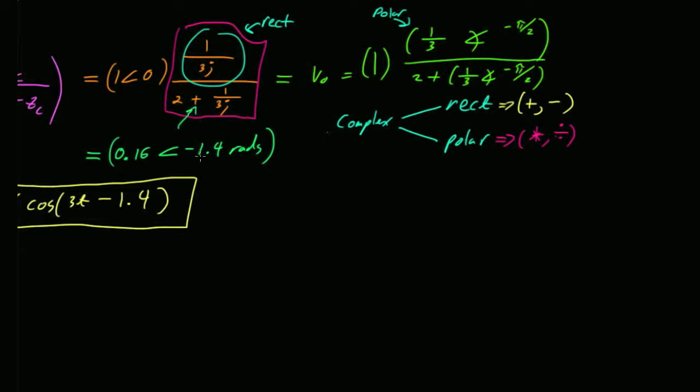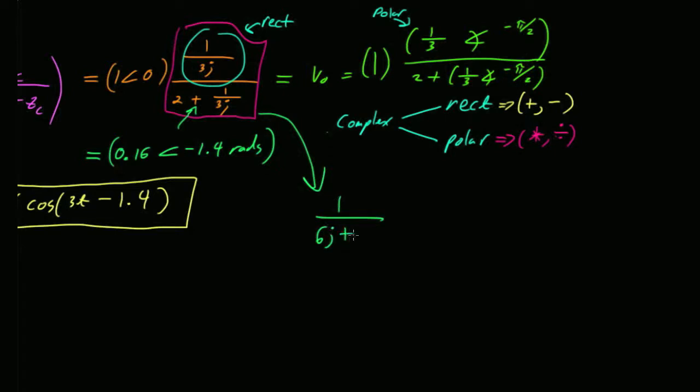Okay? And I can't really add 2 to 1 over 3. I can do 2 plus 1 over 3j. That's easy because they're both in rectangular form. But adding 2 to 1 over 3 angle minus pi over 2 is a bit of a mess. Really the only way to do that is in rectangular form. So what I did was I did it in rectangular form. I multiplied through by 3j. That gave me 1 over 6j plus 1.